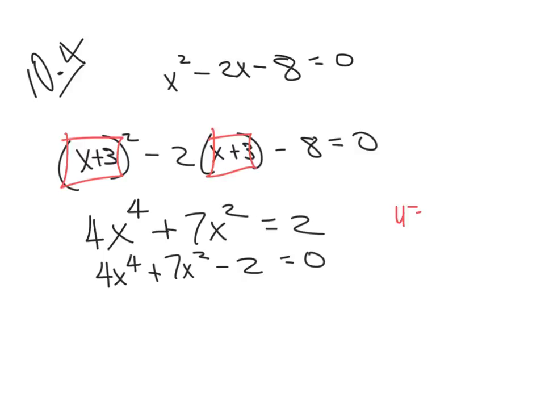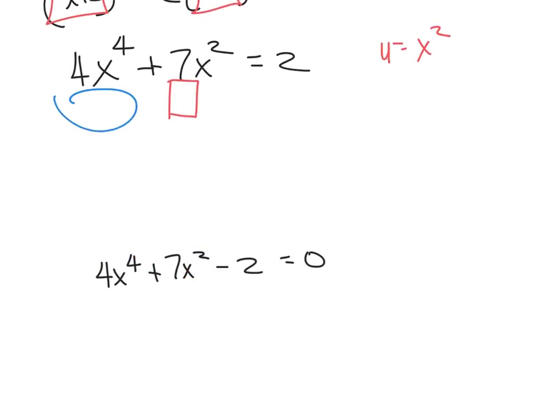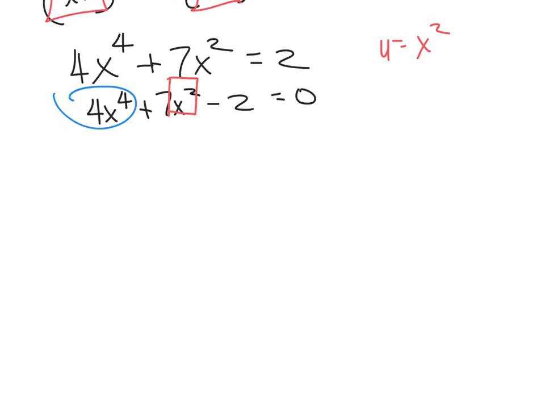Alright? So what I'm going to do in order to make it look like this right here is I'm going to take the middle term and I'm going to say that's u. Okay? So u is equal to x squared. So now, whenever I see an x squared, I'm going to put a u in its place. Alright, first of all, let's look at this, and let's make a little bit of a change here.